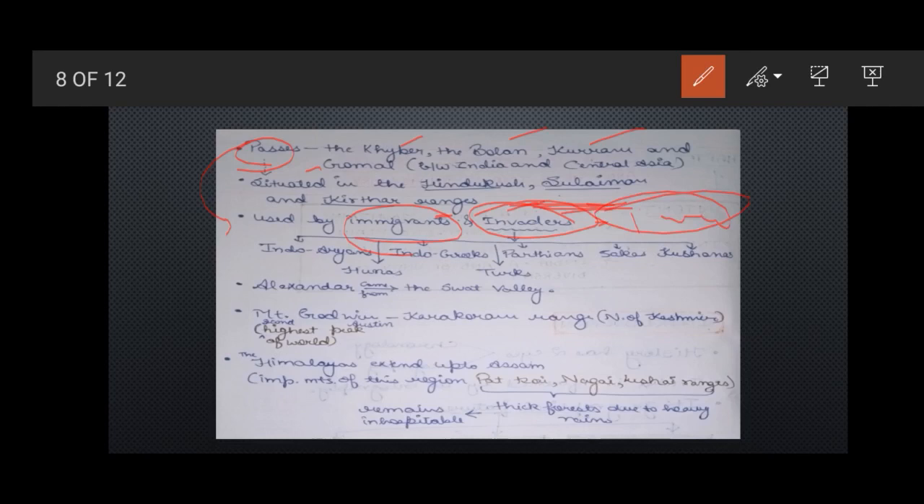Now, who are these invaders? The first one is the Indo-Aryans, the second is Indo-Greeks, the third are Parthians, fourth are Sakas, then Kushanas, Turks and the Huns. Now, these passes were also used by Alexander, and the route he used is the Swat valley.